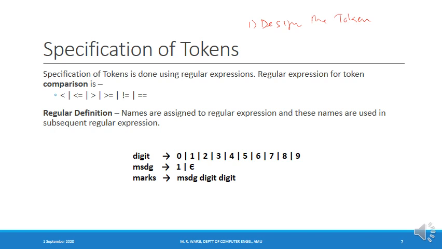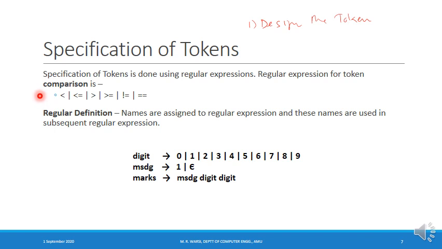In order to specify the token, we make use of regular expressions. So let's say the token is comparison. In order to specify this, I make use of a regular expression, and the regular expression for comparison is this: less than, union with less than or equal to, and so on. So this is the regular expression for the comparison token. This is the specification of the comparison token. In a similar way, for each of the tokens that I've identified, a specification can be done using a regular expression.